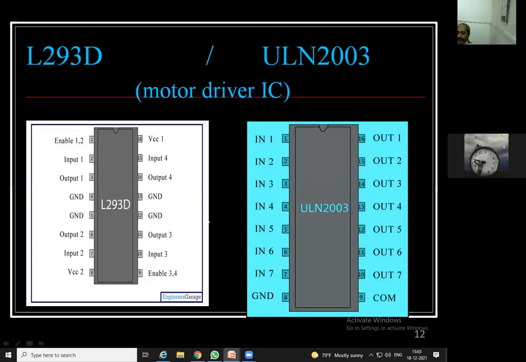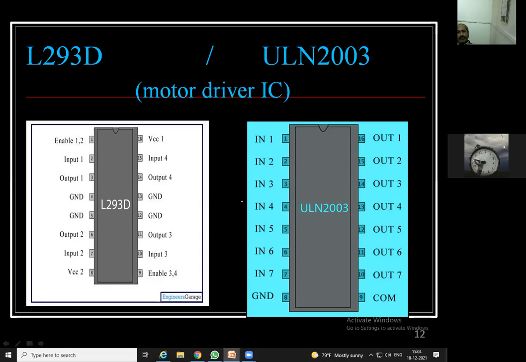Now the main point comes, that is how to interface with 8051. As far as the 8051 is concerned, directly you cannot connect the stepper motor to the 8051. For that you require a motor driver IC. You might use an L293D or ULN2003. Any one you can use as a motor driver IC, and accordingly you can do the connections with the stepper motor.